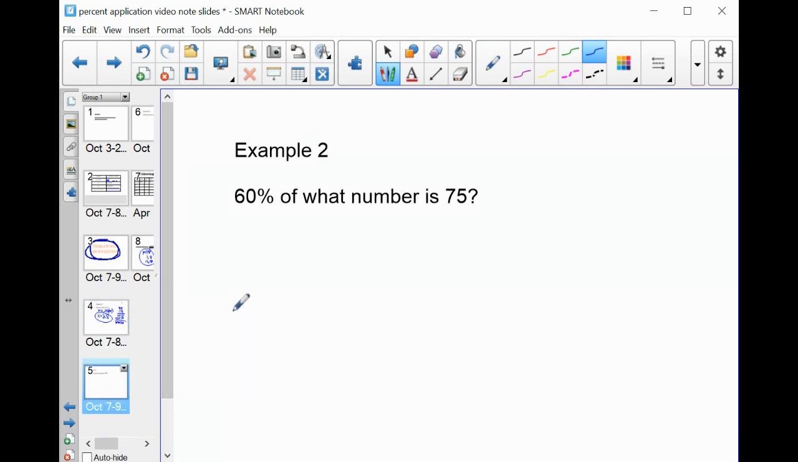Again, we want to translate. 60% of what number is 75? So let's translate word by word. 60% would be 0.60 or 0.6. I'm going to write 0.60 right now. If I have to do some calculations later, I may adjust that. 0.60, of means to multiply. What number is our x. 0.60x tells me it equals 75.